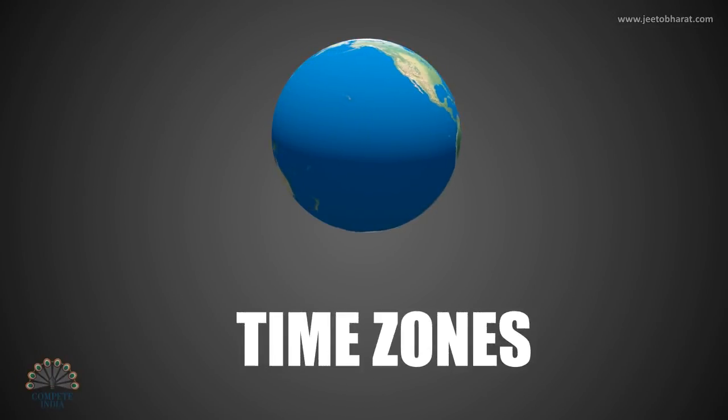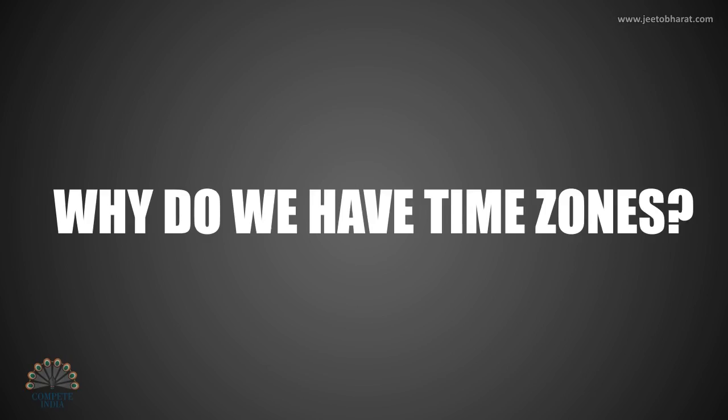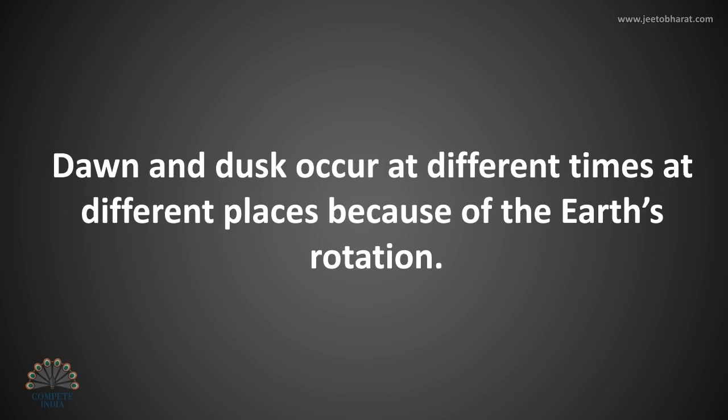Time zones. Why do we have time zones? Dawn and dusk occur at different times at different places because of the Earth's rotation.